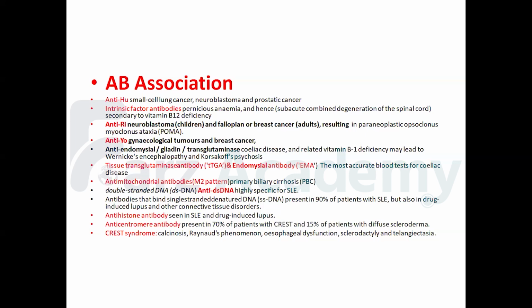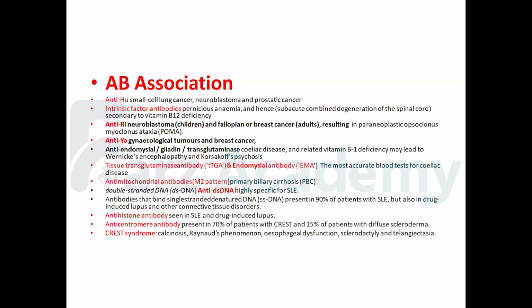So anti-TTG, you can remember transglutaminase, in celiac disease, and relative vitamin B1 deficiency may lead to Wernicke's encephalopathy and Korsakoff psychosis. Tissue transglutaminase antibodies, TTGA, and endomysial antibodies are the most accurate blood tests for celiac disease. So very important, the TTG antibodies. Anti-mitochondrial antibodies are found in primary biliary cirrhosis.